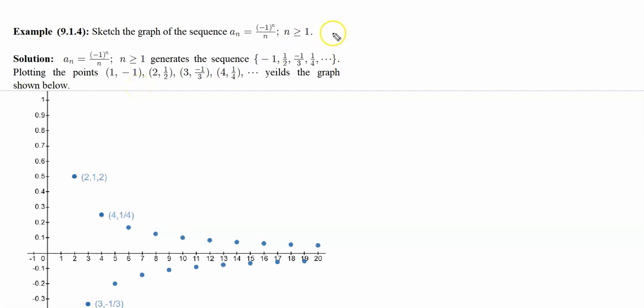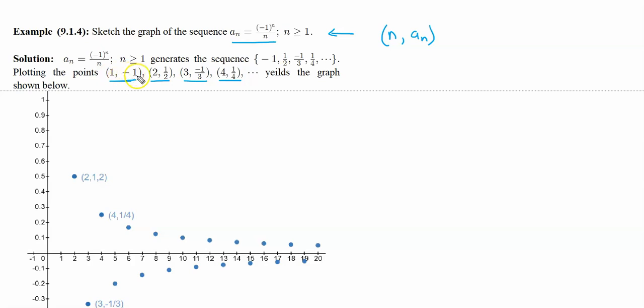Now here we have another example. Let's graph this sequence. a sub n equals -1 to the nth power divided by n. So you notice if we start plotting out the points n, a sub n, we generate these points right here.